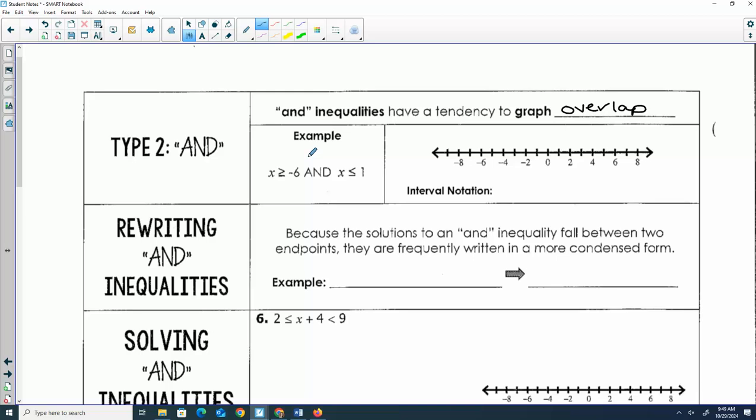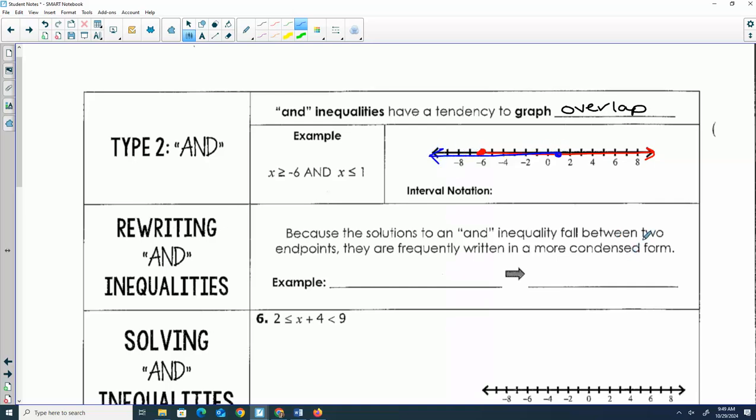So let's start out just drawing those graphs. So the first one, x is greater than or equal to -6. Would it be open or closed? Closed. So we would have a closed circle at -6. Sorry, greater than goes to the right. Second one, and x is less than or equal to 1. So that would be a closed circle at 1 going to the left.